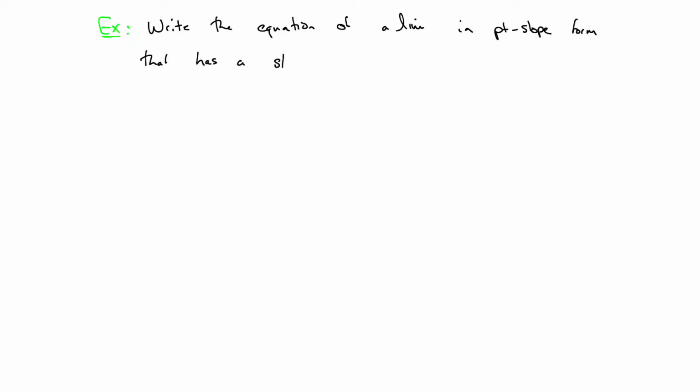So, example. Write the equation of a line in point-slope form. I hope you guys don't mind if I abbreviate point to PT. So write the equation of a line in point-slope form that has a slope of 2/3 and passes through the point (12, -1). Then write in slope-intercept form.